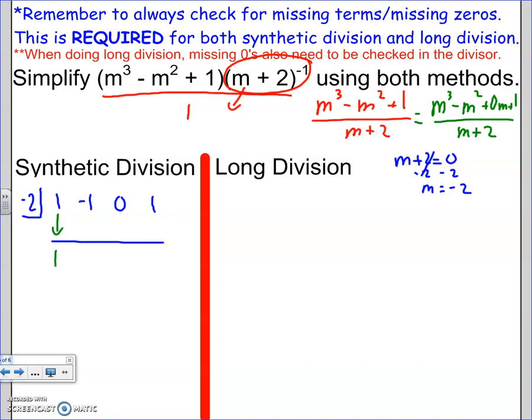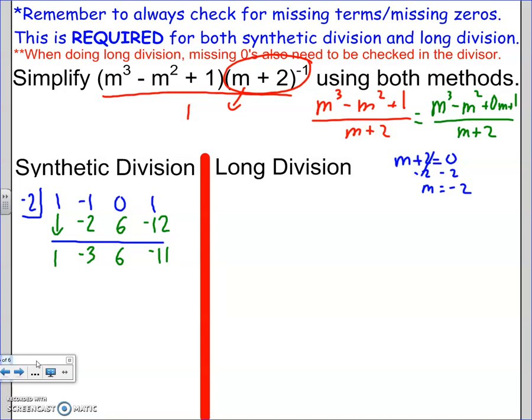Drop the first one. Multiply by the number in the box. Add down to get -3. Multiply by the number in the box. -3 times -2 is +6. Add downwards. Multiply by the number in the box. Add downwards. Alright, then I'm going to write my answer.